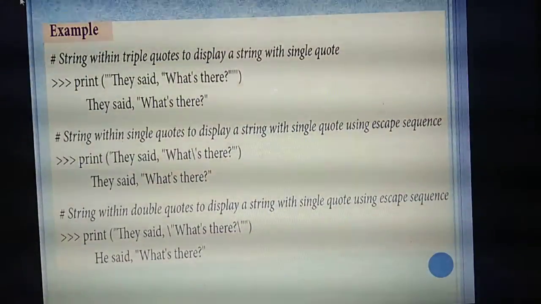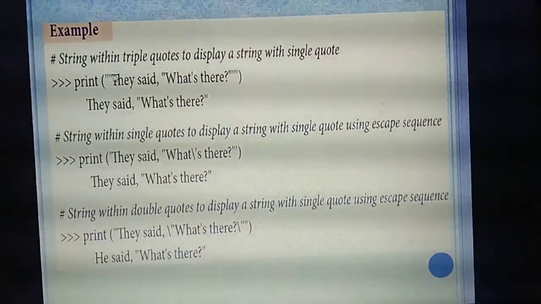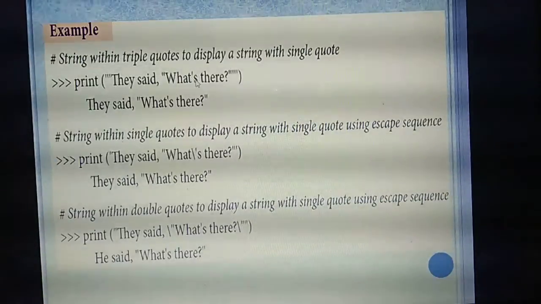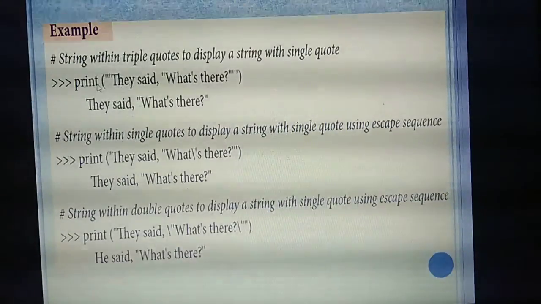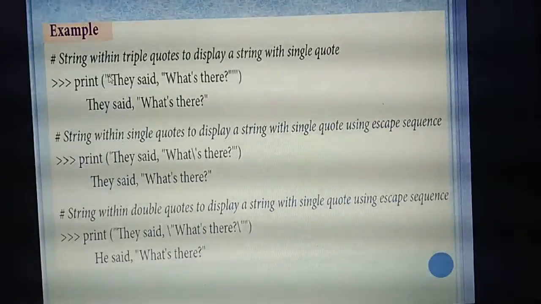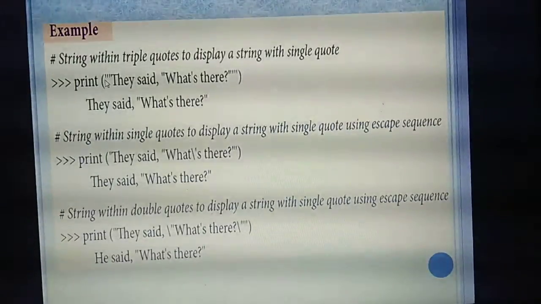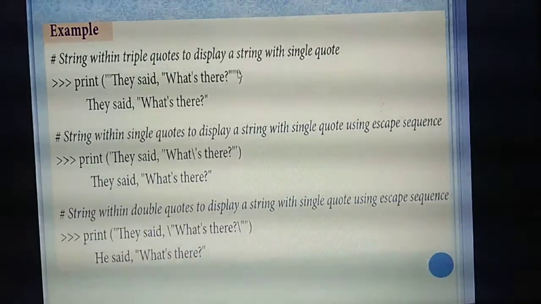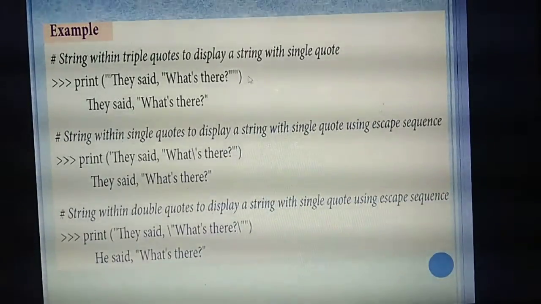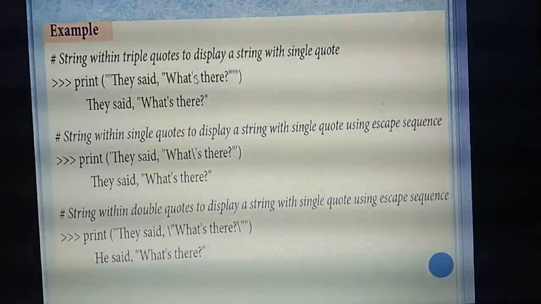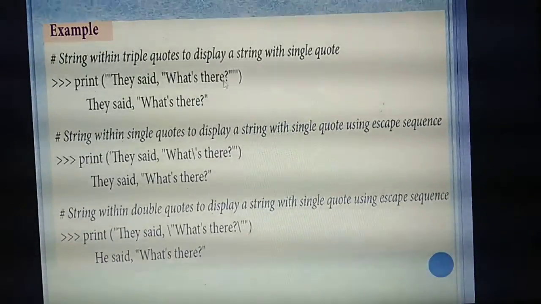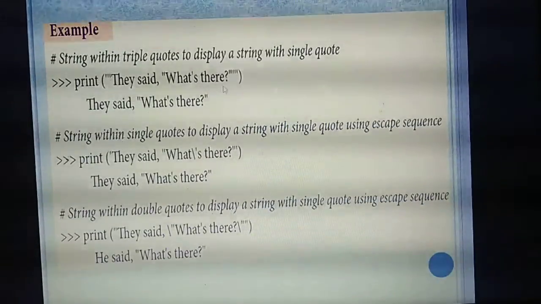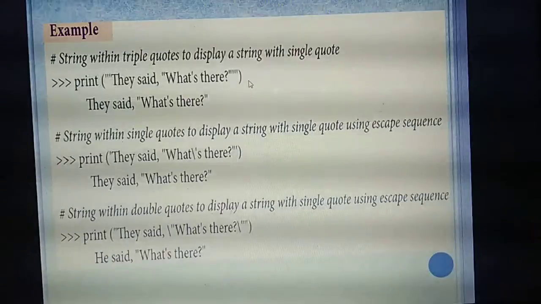See this example. Normally, if you give a sentence like "they said what's there", an apostrophe is there, so you can't give it inside single quotes. You should give it within triple quotes or double quotes. The first sentence is given inside triple quotes, ending with triple quotes, and inside, the sentence is given in double quotes. The output you will get is: They said, what's there. This is the normal format.